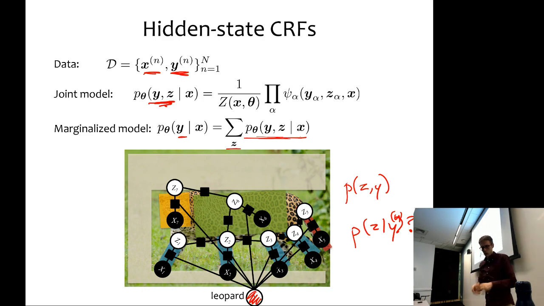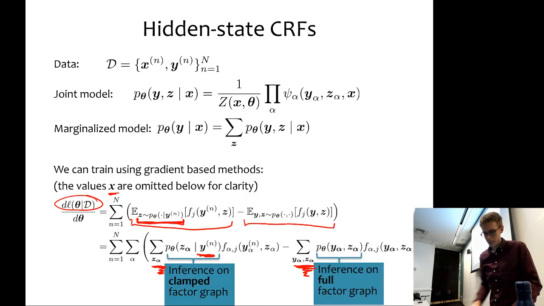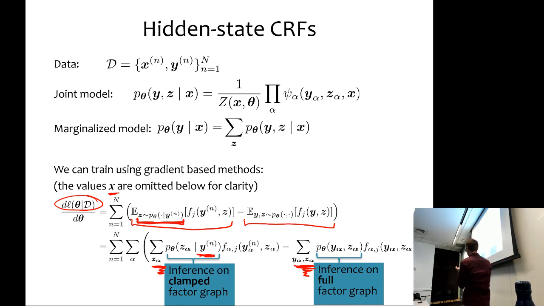So basically, to train this thing, you have to run inference twice, once on the full factor graph, and once on what I'm calling here the clamped factor graph, which is just where we clamp the values of y to the actual values that we observe in the training data, and marginalize over the values of z.